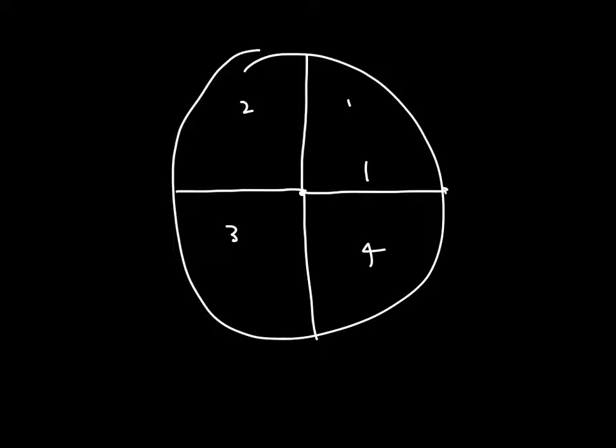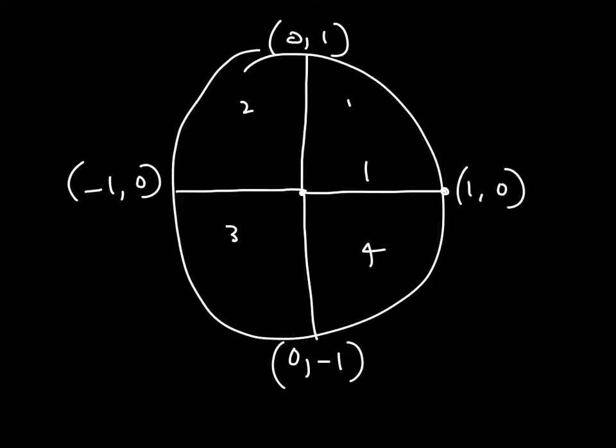Since this circle has a radius of 1, this is out 1 and up 0, so that's the point (1, 0). Out 0, up 1. Out 1, but it's to the left, would be negative 1. And (0, -1). So those are my points.